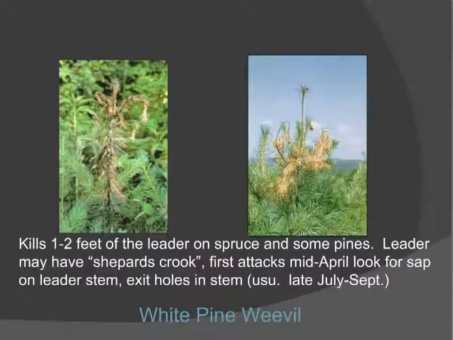White pine weevil, this one kills about the first 2 feet or so of the leader, and it's generally found on spruce, but we have also seen it on some pines. The leaders may have a shepherd's crook, which is this little crook here that you can see, kind of wilting type action there. And it first attacks in mid-April, so treatment would occur before that. You can either do a spray or a fall treatment of systemic as a preventative.